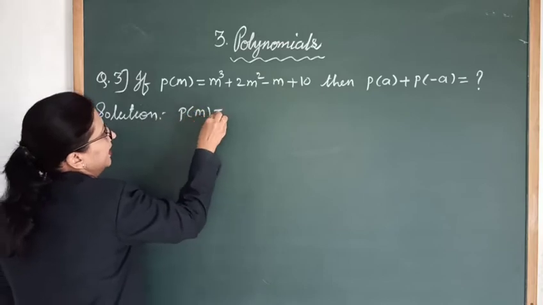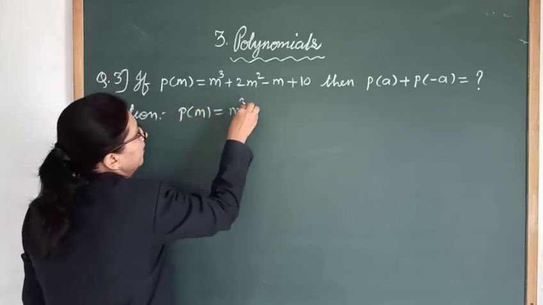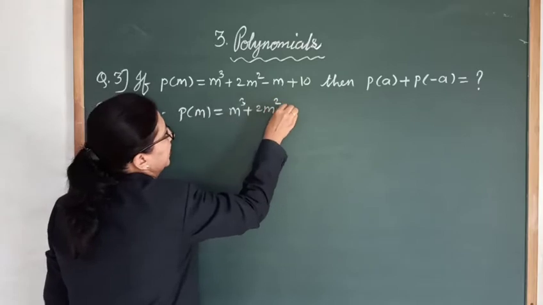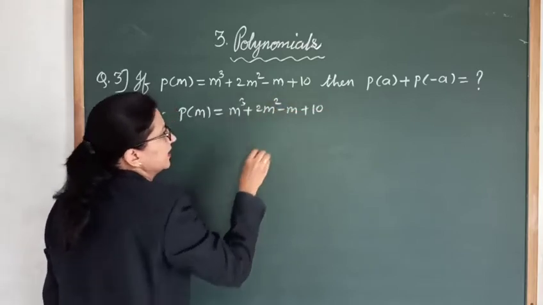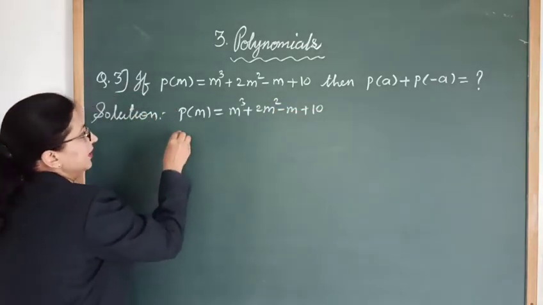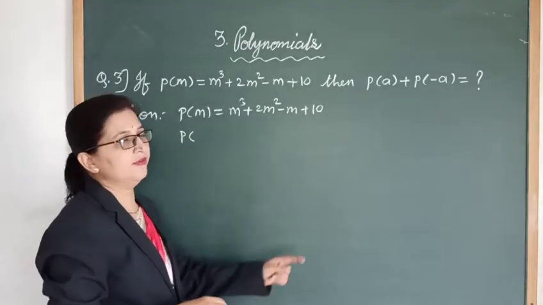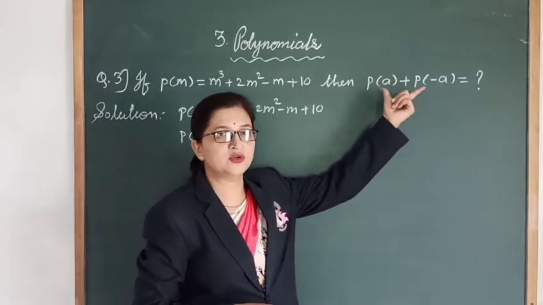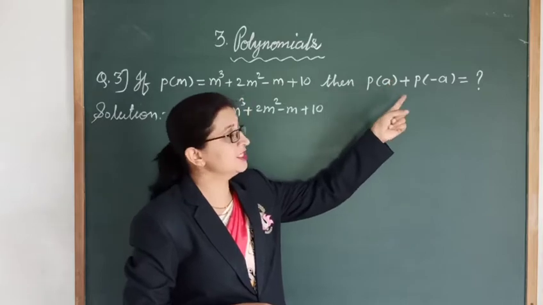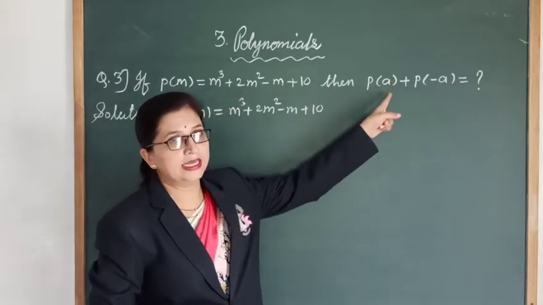The polynomial in m is equal to m³ plus 2m² minus m plus 10. This is the given polynomial. Then we are asked to find the sum of these two polynomials. So let's first put m as a.